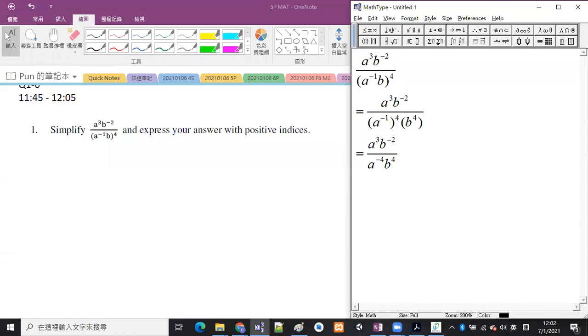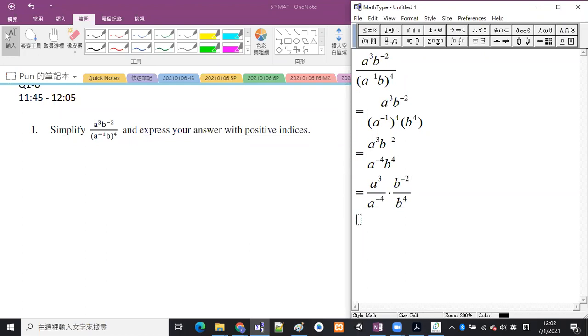It's recorded now. So a^3 b^-2 over a^-4 b^4. Okay, and then we need to split into the A column and the B column. That's like this: a^3 on the top, just copy on top, and what is on the bottom, just copy it on the bottom, and then b^-2 over b^4.